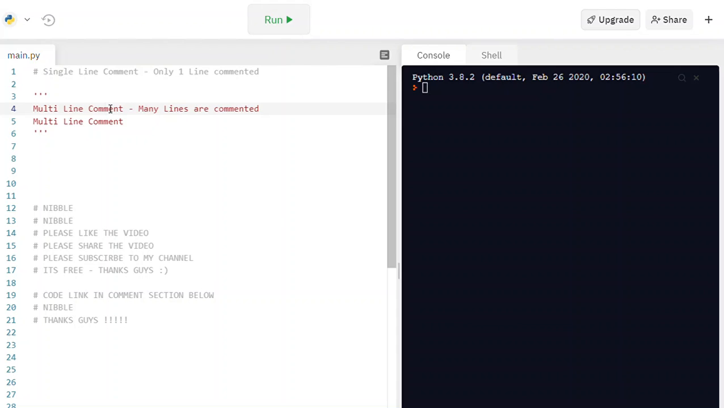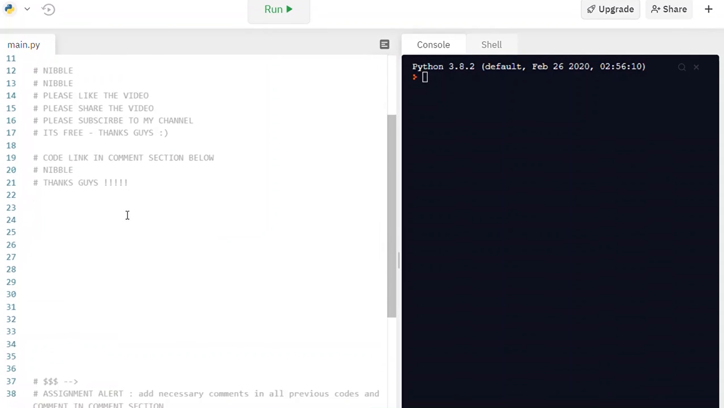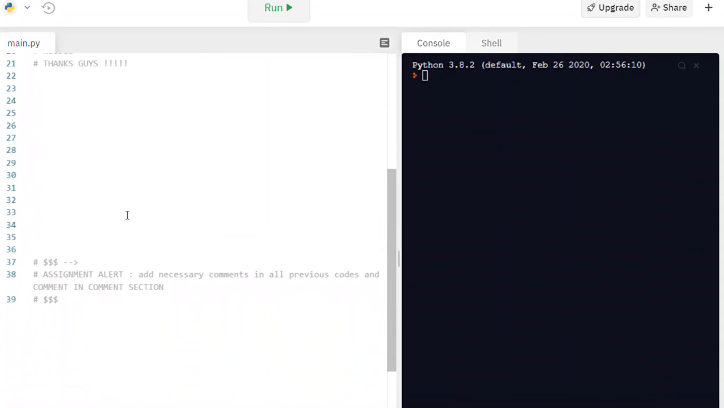I hope that you guys understood the concept. I have also provided you with a simple task. Over here, whatever code we have written till now, just add the necessary comments over there.